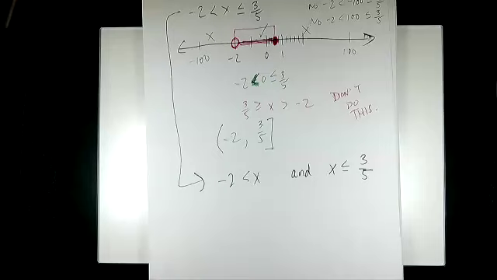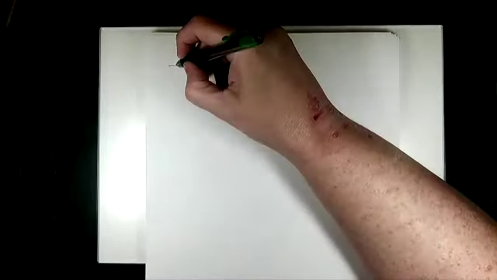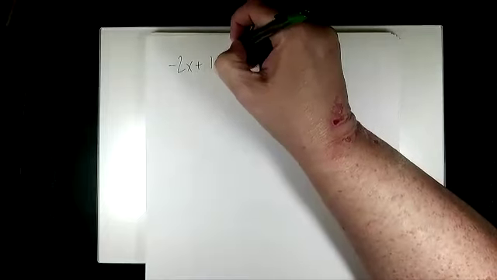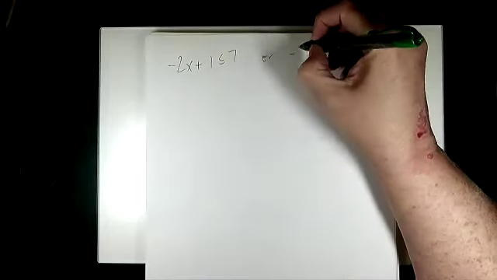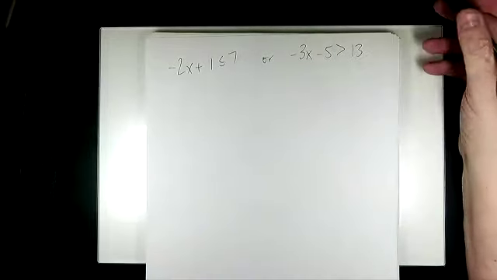Now, there is an option for inequalities that has two inequalities with an or rather than an and. So let's take a look at -2x plus 1 is less than or equal to 7, or -3x minus 5 is greater than 13.